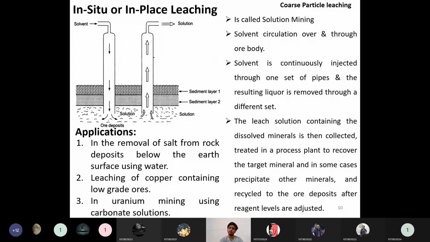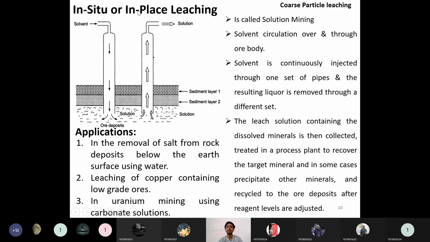But in industrial operation, these coarse particle leachings are used to extract very low grade ores, like copper ore, gold ore, salt ore, or uranium in oxide form, like UO2, UO3. We can extract the uranium using some carbonate solution. Gold can be extracted from gold ores using cyanide solution. Copper can be extracted using some suitable solvents, and salts can be extracted using water or other suitable solvents.